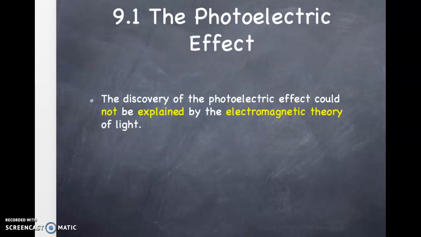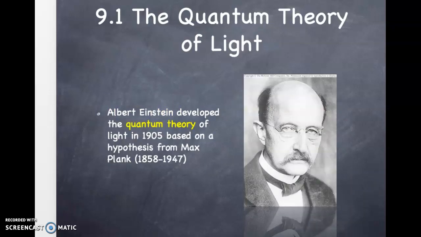Okay, the photoelectric effect continues. The discovery of the photoelectric effect could not be explained by the electromagnetic theory of light that existed at that time, as worked out by James Clerk Maxwell. The quantum theory of light, then. Albert Einstein developed the quantum theory of light in 1905 based on the hypothesis from Max Planck.